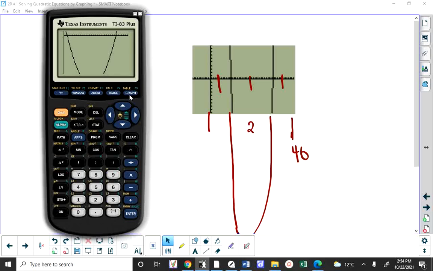I can find those x-intercepts. And I would like you to find them, please. I'd like you to find both of those x-intercepts.